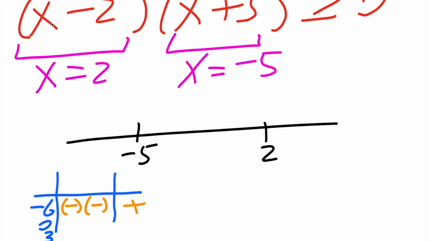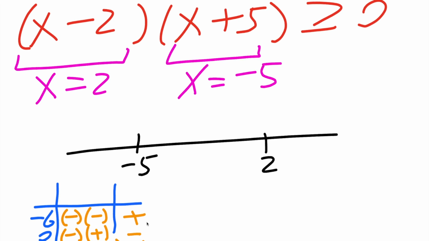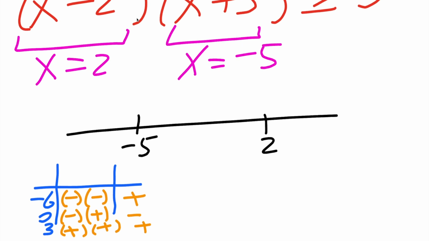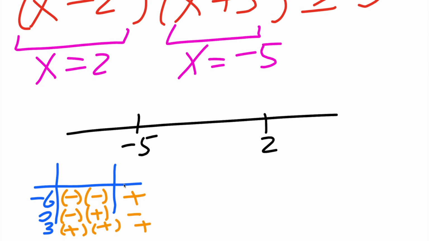Now we try 0. So 0 minus 2 would be -2, so a negative number. 0 plus 5 is a positive 5, so a positive number. And a negative times a positive is a negative. The last one, 3. 3 minus 2 is positive 1. And 3 plus 5 is a positive 8. And a positive times a positive is a positive. So let's think about this. We want this whole piece to be a number bigger than 0. And we know if we have -6, we're going to get a positive number.